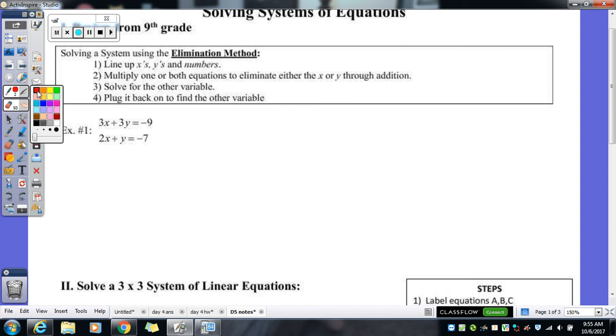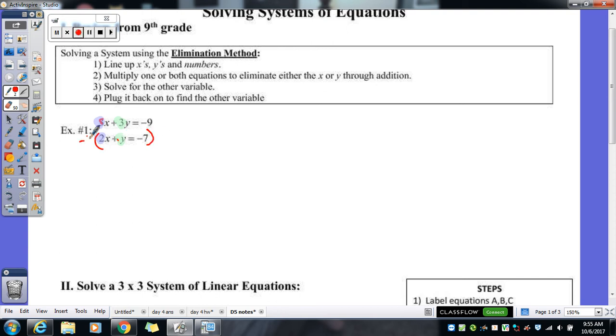It's just one needs to be the positive version of that number, one needs to be the negative version of that number. So if we look here for our x's, we have a 3 and we have a 2, so that's not exactly the same. For our y's, we have a 3 and then a 1 for that one. That number's not written, but it would be a 1. So what I find is the easiest thing is to make this into a negative 3, so that way my y's can cancel out. I have a positive 3 and I would have a negative 3.